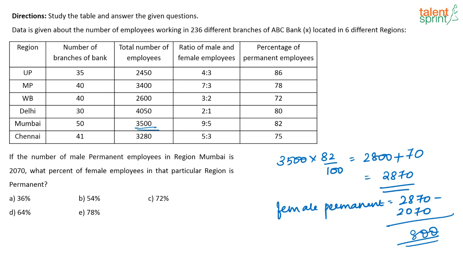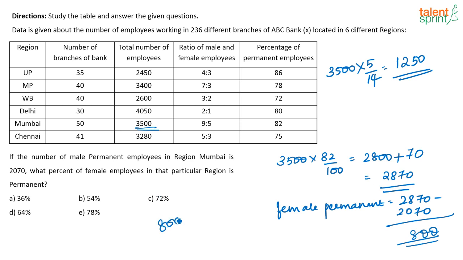So totally there are 3,500 employees, and how many females are there? 5 out of 14, correct? 5 by 14 of this is females, or this is nothing but how much? 1250. There are totally 1250 female employees, out of which 800 of them are permanent.